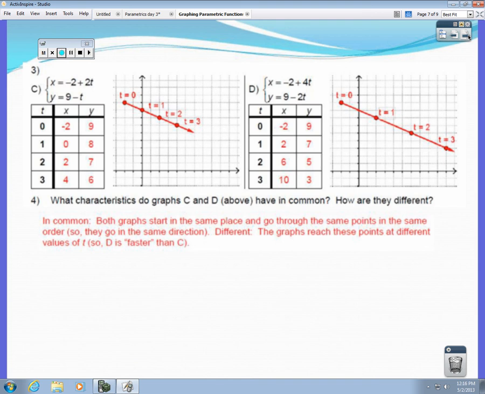Okay, so look at these answers for numbers 3 and 4. And notice in this case, both graphs start in the same place, they go the same direction, but one is moving faster than the other. Your t=1 values are not the same. So one of the equations has moved faster than the other one.